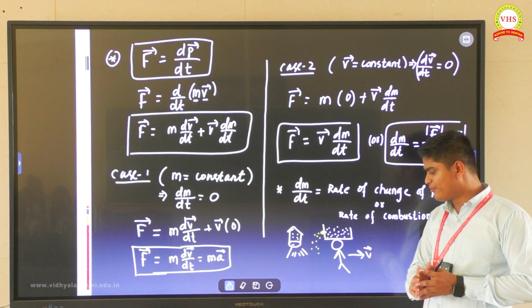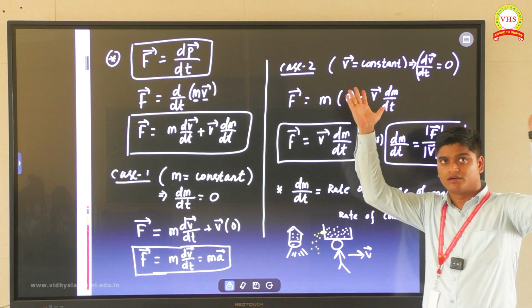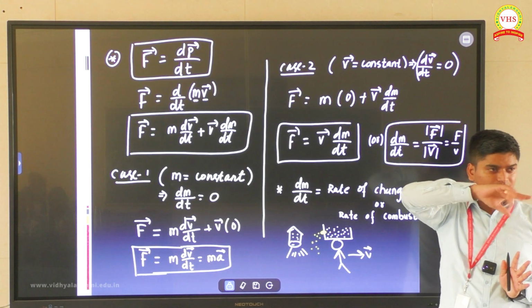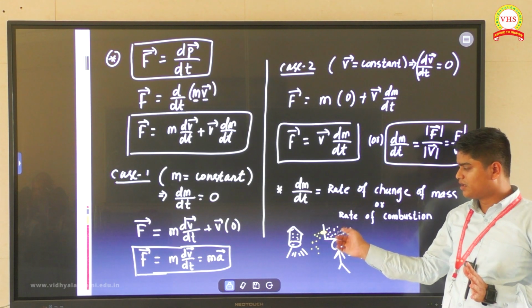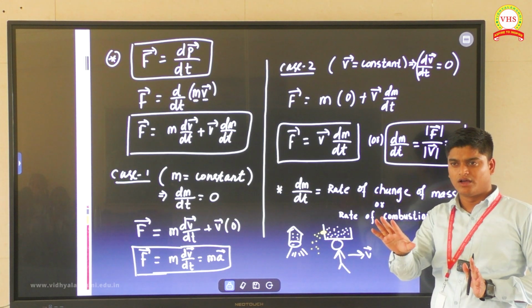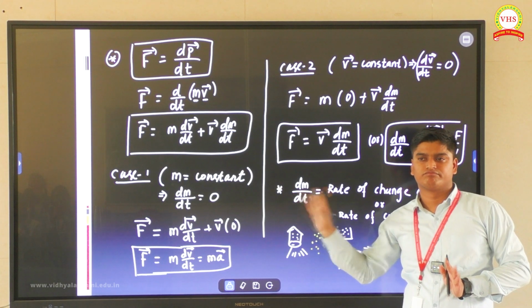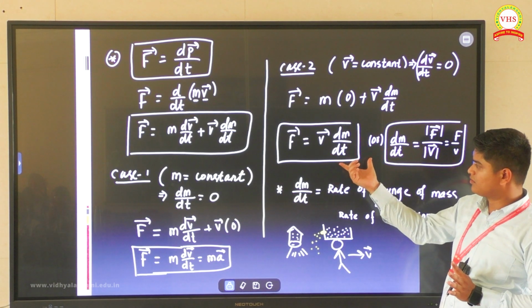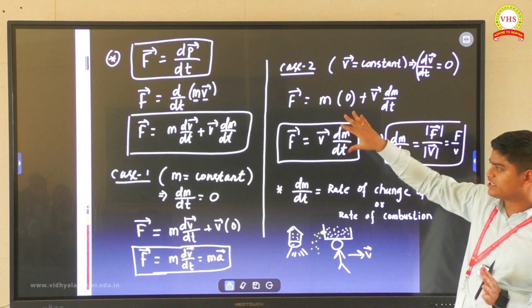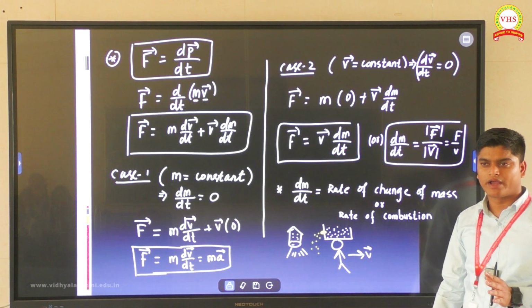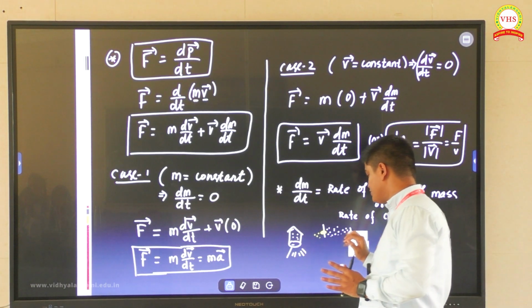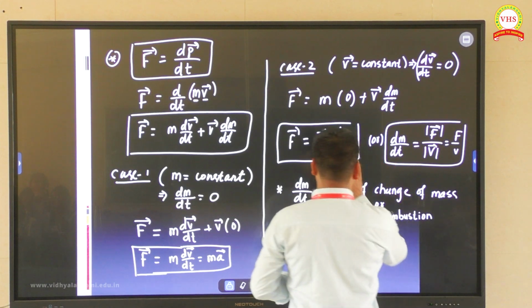In the rocket case, I gave one example. One person is holding a container. In the container you have water and you have a hole in that container. Then water is falling down. Are you getting or not? So in that case, mass is changing with respect to time. That is the reason I told this formula. You will understand what dm by dt is perfectly. Okay, clear idea? So in these situations, if they are asking dm by dt, we have to find it with this formula.